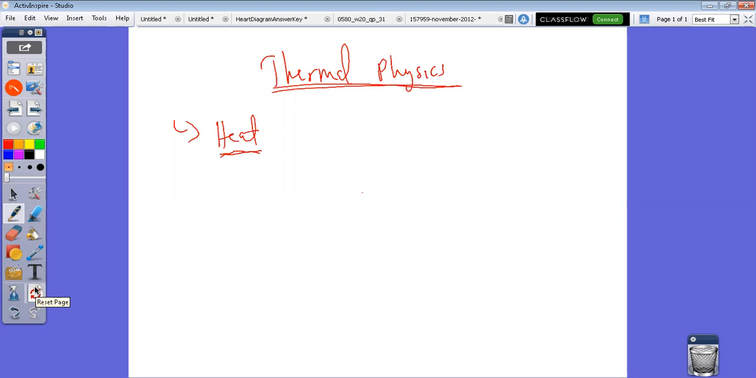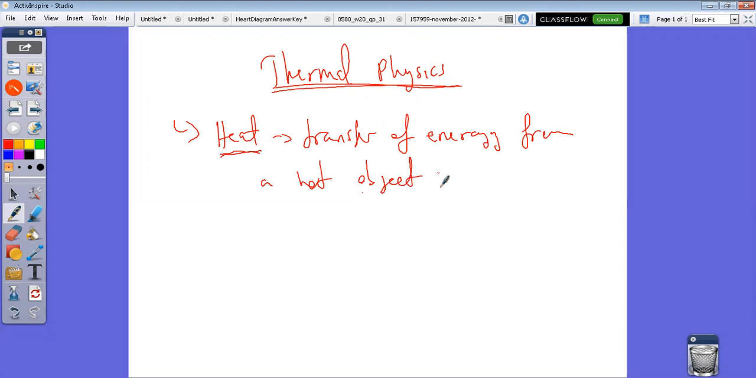Heat is simply the transfer of energy from a hot object to a what? To a cold object. It's the transfer of energy, heat. Transfer of energy from a hot object to a cold object. It's always like that. It's never the other way. Clear? Making sense?